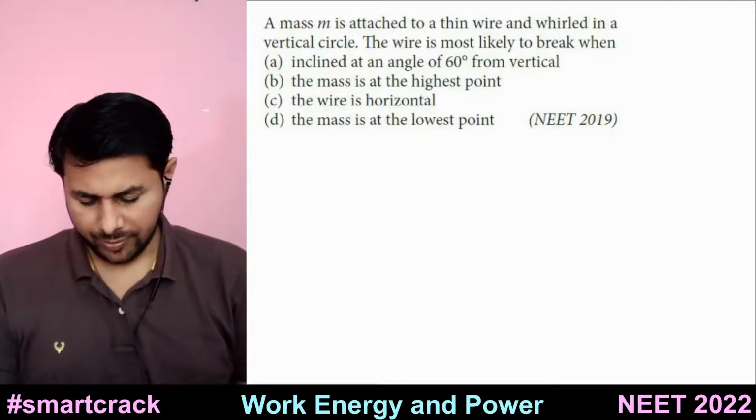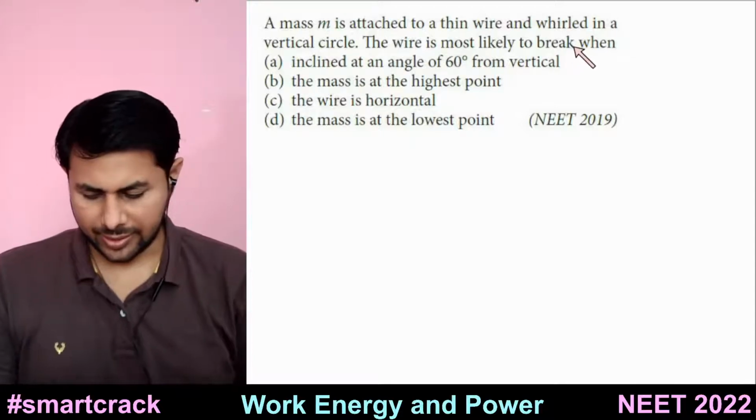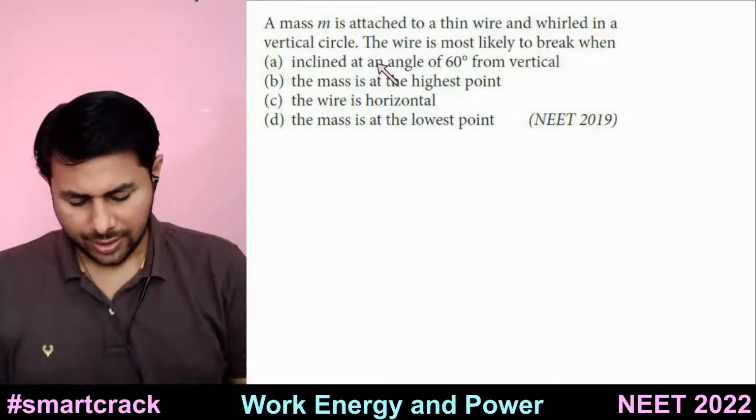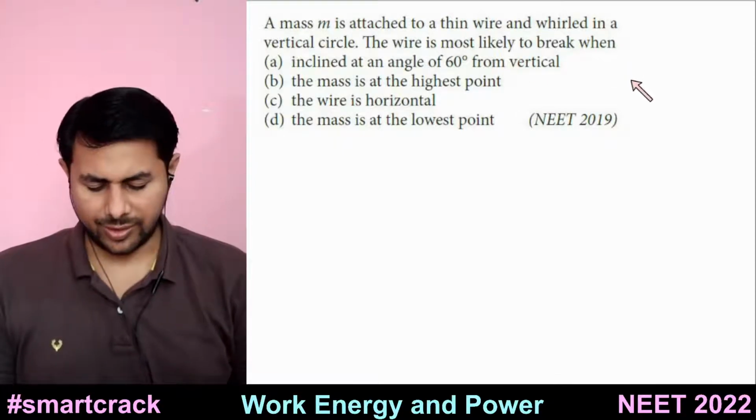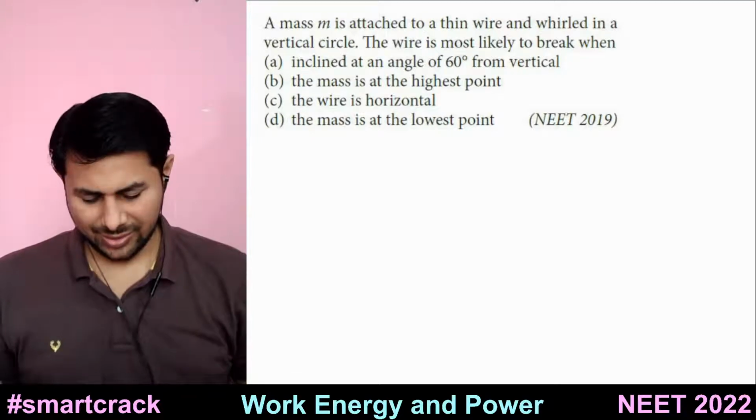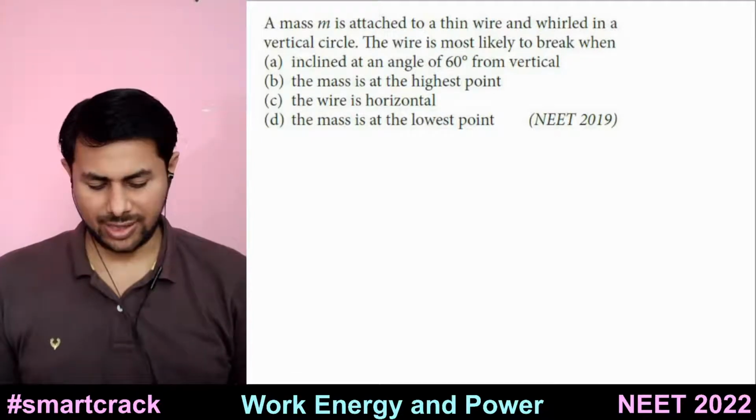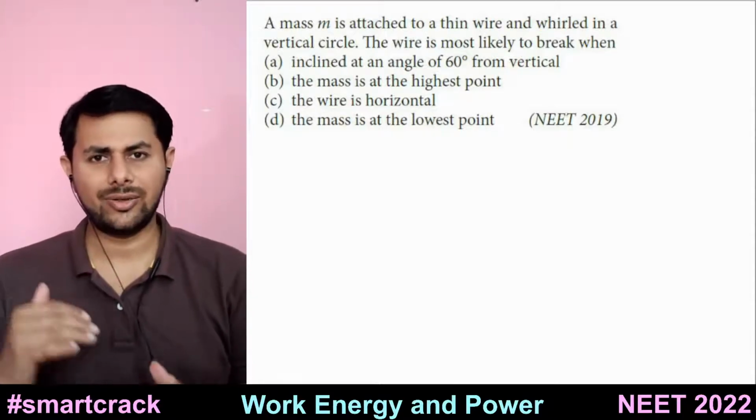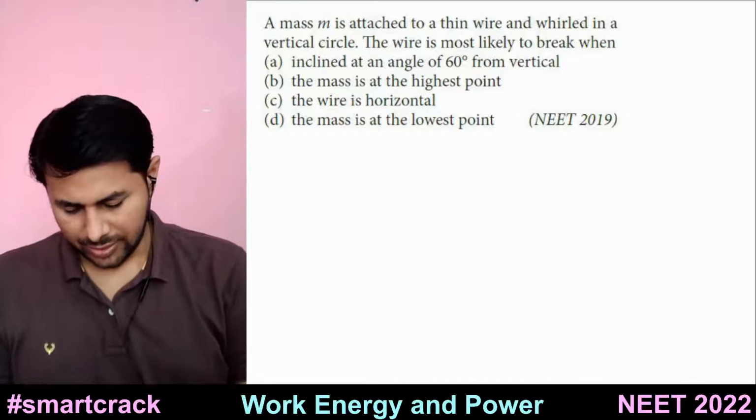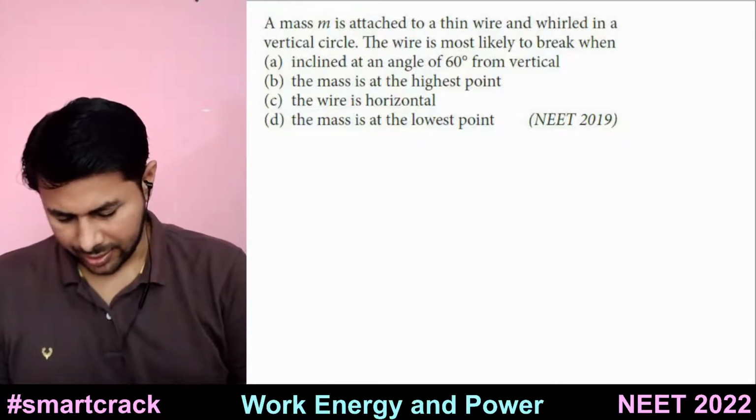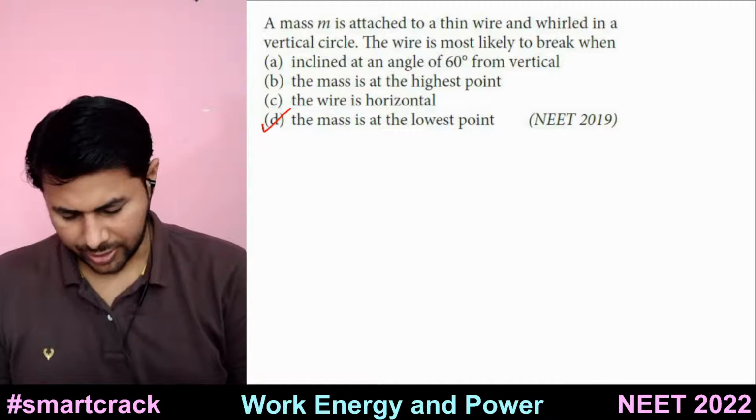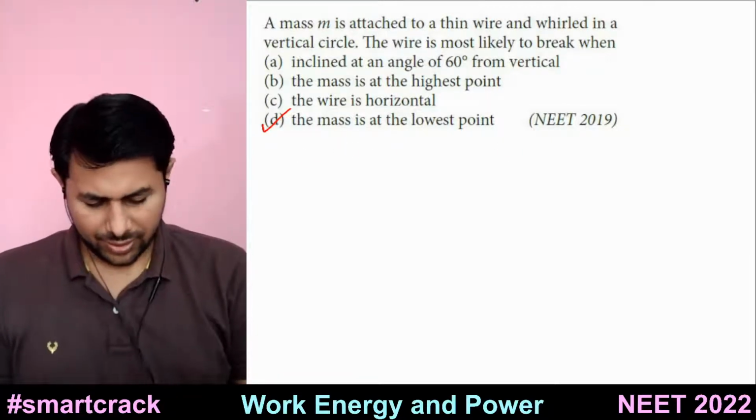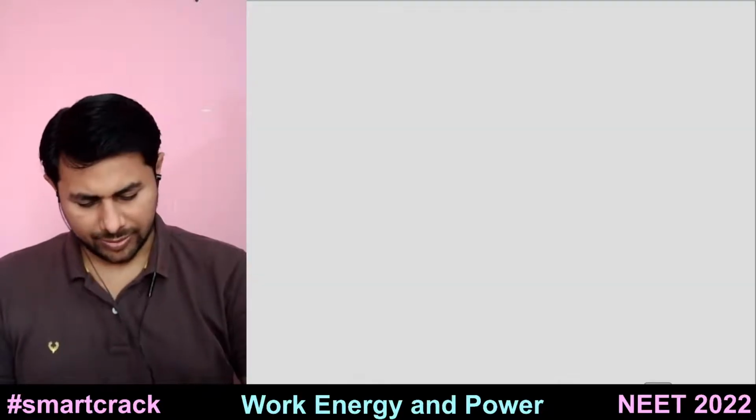Let's move on to the next problem. A mass m is attached to a thin wire and whirled in a vertical circle. Now we have a question on vertical circle. The wire is most likely to break when? The wire will break when the tension is maximum, and we have seen where the tension is maximum in vertical circular motion: at the lowest point. There are great chances that it will break at the lowest point, when the mass is at the lowest point. Option D is the answer. Good. Let's move on to the next problem.